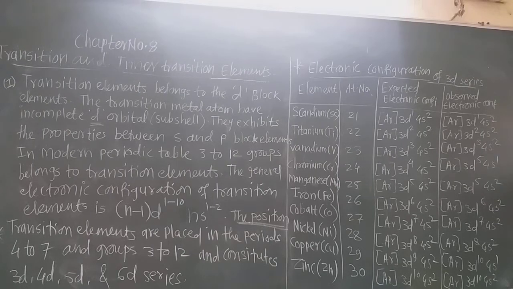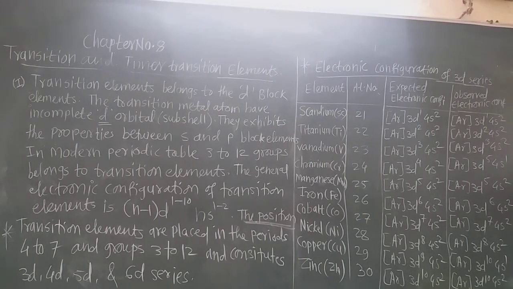Now let us learn the new chapter, chapter number 8, transition and inner transition elements. Now in 11th standard, when we learn the chapter periodic table, I tell you that there are 4 different blocks in the modern periodic table: the S block, P block, D block and F block.